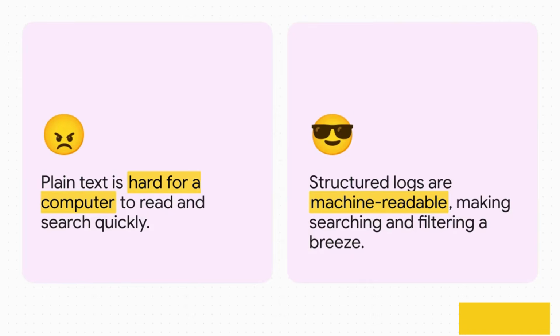But how those logs are written, man, that makes all the difference. See, a plain text log is just a messy jumble of words. It's really hard for a computer to search through. But a structured log, that's a game changer. Everything is neatly labeled. You've got user ID, transaction ID, everything. This format is built for machines, which means an engineer can sift through millions of events in seconds to find the one single event that matters to you.